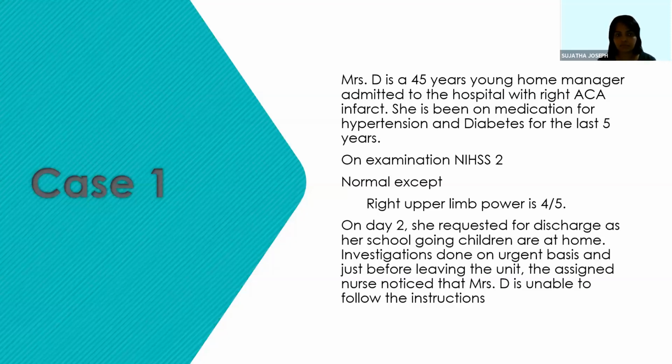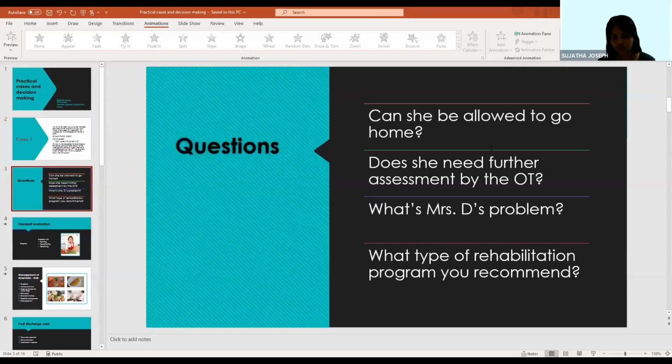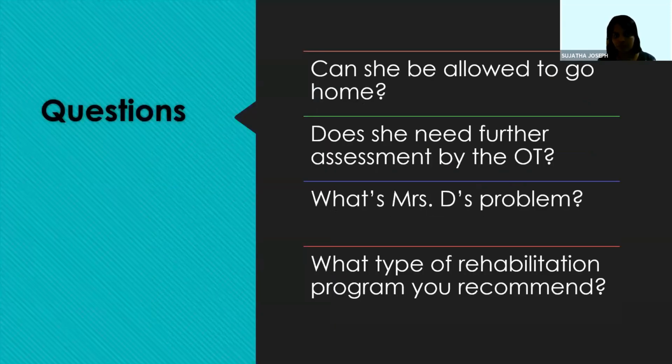Moving forward, can she be allowed to go home because she's already walking? She has subjective numbness and her power is almost normal. Does she need any assessment from anybody? Does she need further assessment from occupational therapists? What is the actual problem she's facing? And if she is having any problem, what type of rehabilitation program would you recommend?